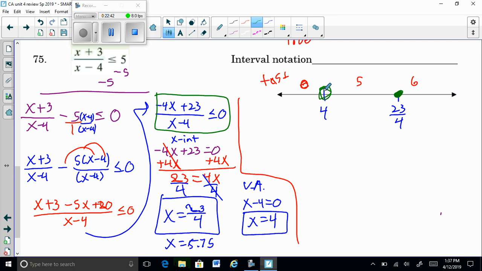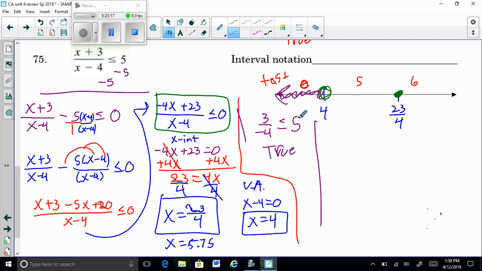Okay, so we'll start with 0. If I plug in 0, I'm kind of running out of room, so I'm going to do a lot of this math in my head. If I plug in 0, I'm going to get 3 over negative 4. I'm plugging it into the original. It doesn't really matter, actually. I could have plugged it into this bottom one if I really wanted to. But anyways, is this negative number less than or equal to 0? That comes back as true. So we'll shade.